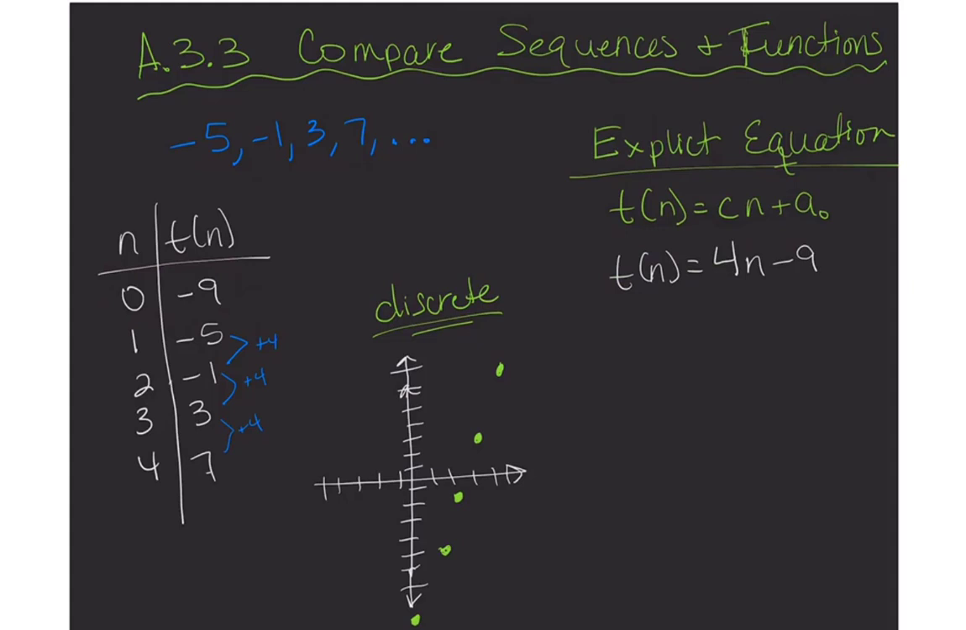The second formula was called the recursive formula, or the recursive equation. This is the one where you need to know the previous term in order to figure out the next term. When we write this one, we always start off with our first term, T of 1. Our first term was negative 5. So T of 1 equals negative 5.